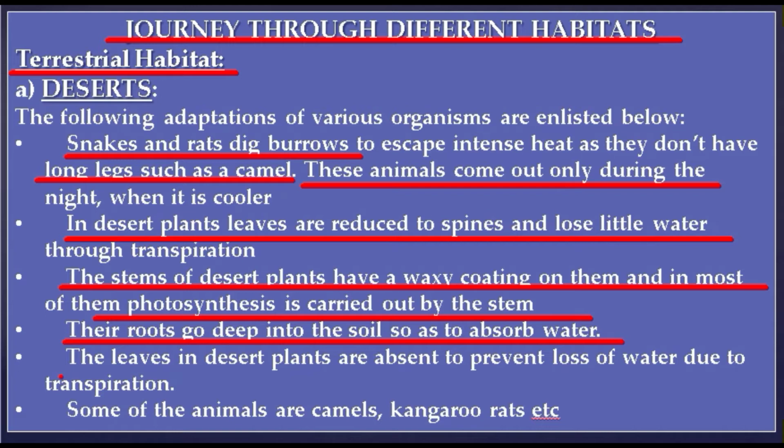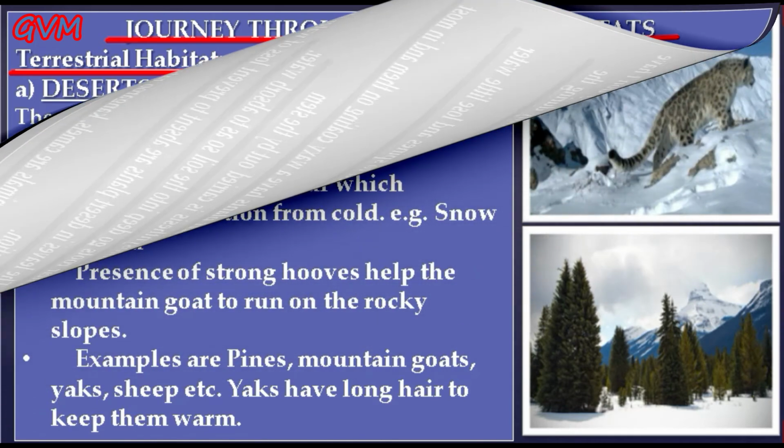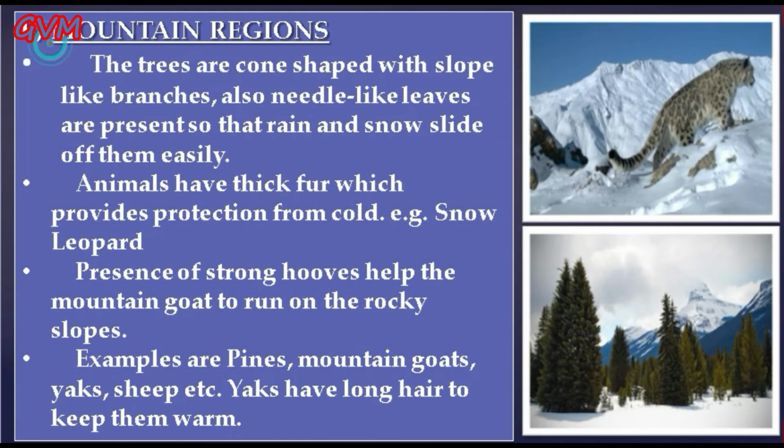And now students, next, as I said, the leaves in the desert plants are generally absent in order to lose little water. And students, some of the animals that are generally found here in these desert areas are camels, kangaroo rats, snakes, etc. Now students, the second type of terrestrial habitat is mountain regions.